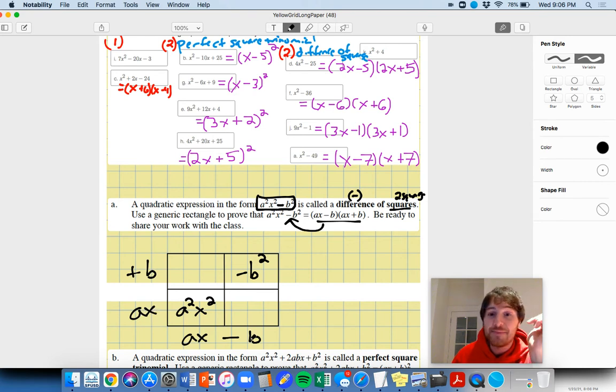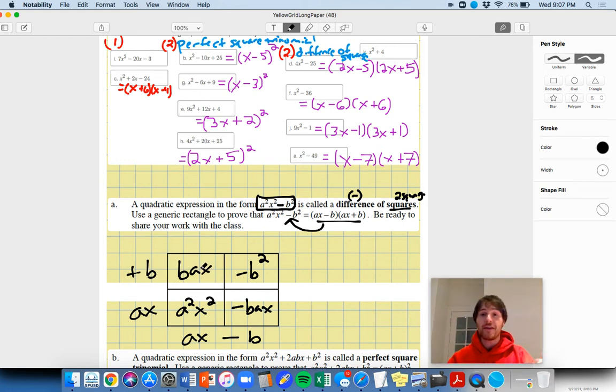Ax times negative b, okay, so this is going to end up being negative because we have a negative times a positive. That would be negative bax, right? Negative b times ax is just negative bax. Here, what goes in this corner? B times x, and positive, right? It's all positive. We don't need negative signs. Here I have b times a times x, okay?